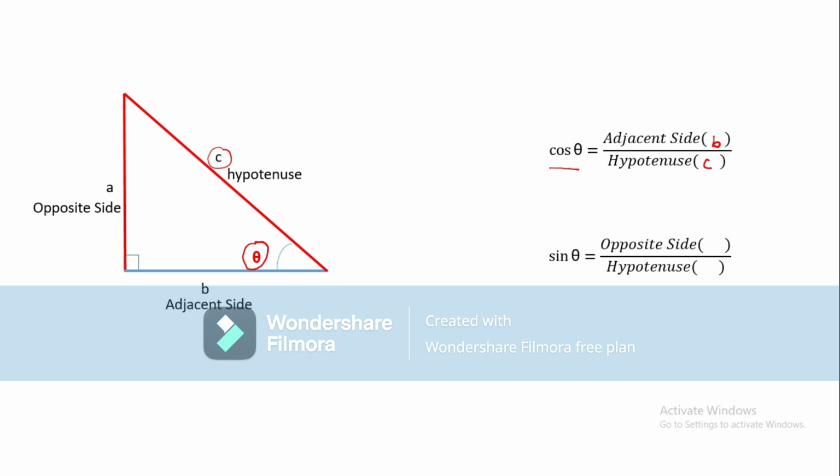Similarly, if we look at sine theta, it's the opposite side to the hypotenuse. In our case, the side opposite to the angle theta is a, so it's a divided by c.